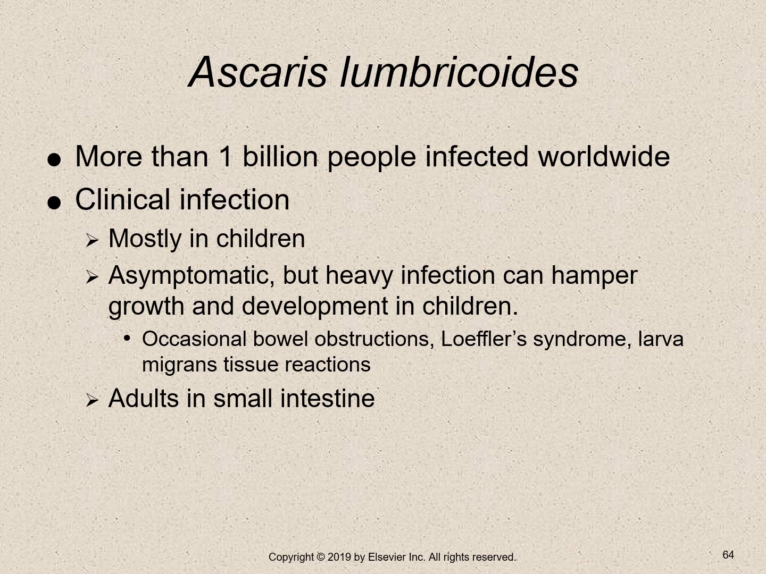Infections may be asymptomatic, but heavy infection can impede growth and development in children. Occasionally, bowel obstructions may occur, or a syndrome known as Loeffler's syndrome, which is a form of eosinophilic pulmonary disease characterized by mild respiratory symptoms and peripheral blood eosinophilia. Larva migrans tissue reactions can also occur as a result of the larva migrating through tissue and causing an immune response. The adult worms can be found in the small intestines.